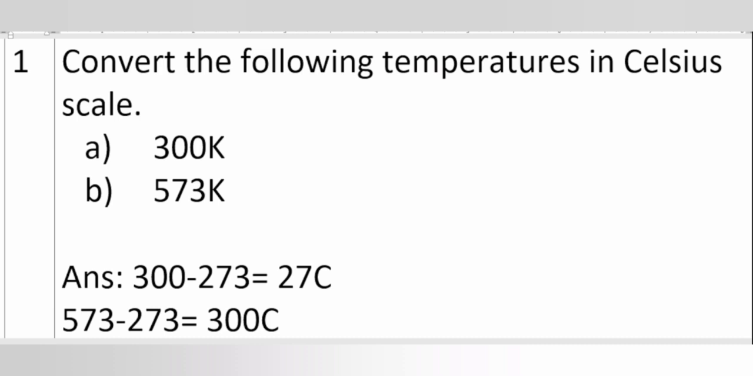Convert the following temperatures into the Celsius scale. You know that 273 Kelvin is 0 degree Celsius. So 300 Kelvin means what? 300 minus 273, that is 27 degree Celsius. The same way, 573 Kelvin means 573 minus 273, that is 300 degree Celsius. So if you want to convert from Kelvin to Celsius, subtract 273. If you want to convert from Celsius to Kelvin, add 273.